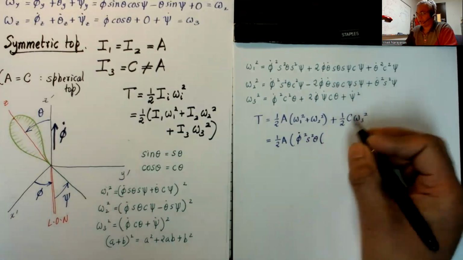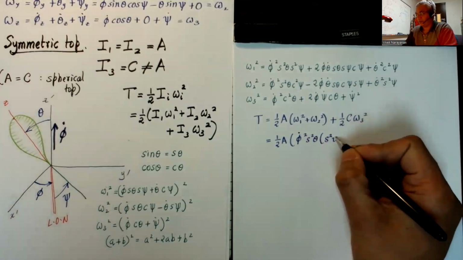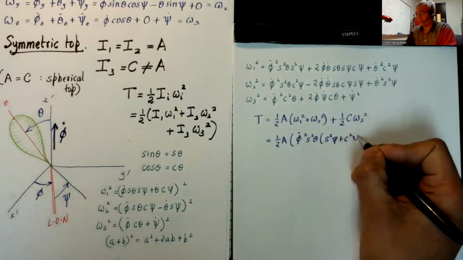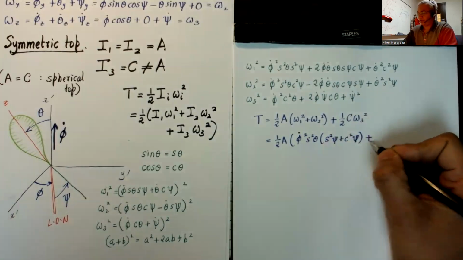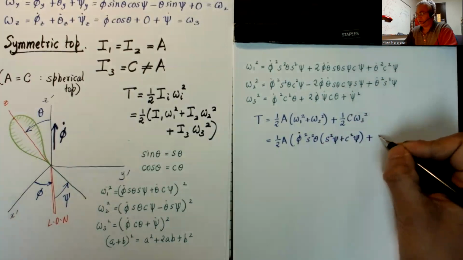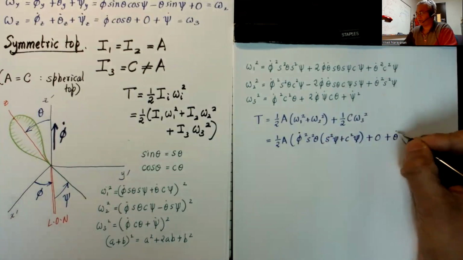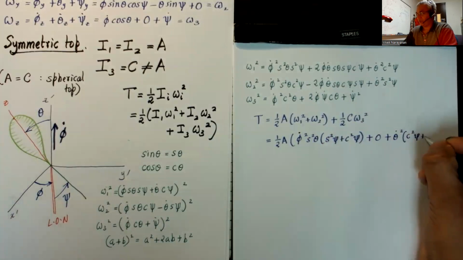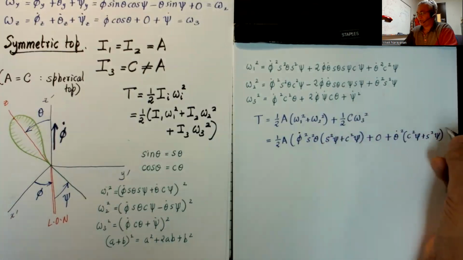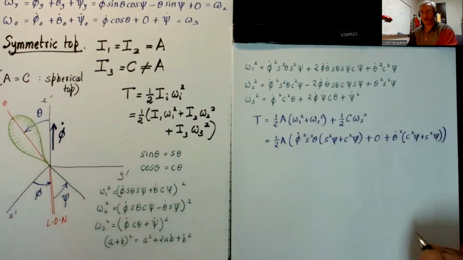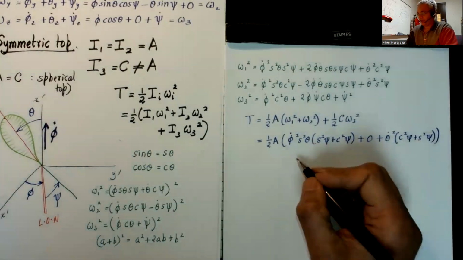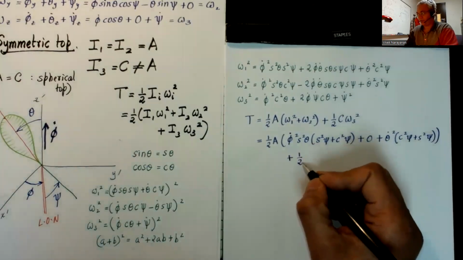I'm going to write the whole thing. Sine squared psi plus cosine squared psi, plus these two terms cancel out, so I'll write 0 there. And then I have theta dot squared times cosine squared psi plus sine squared psi. There's something satisfying about observing that sine squared plus cosine squared becomes equal to 1, so I don't want to short circuit that satisfaction.